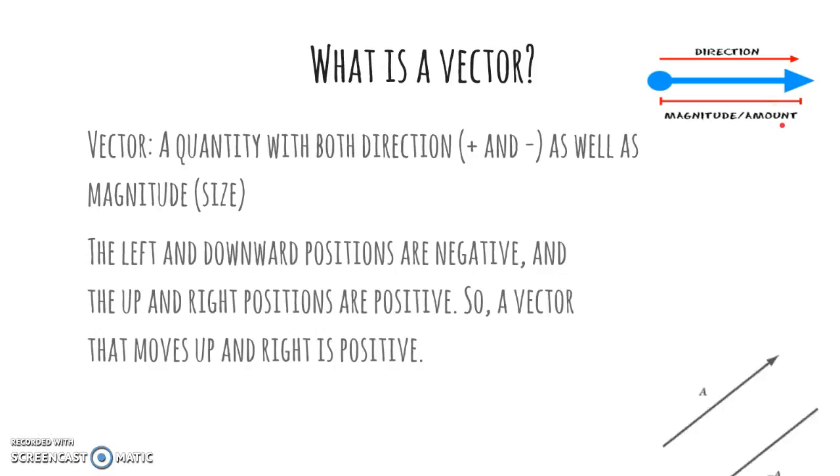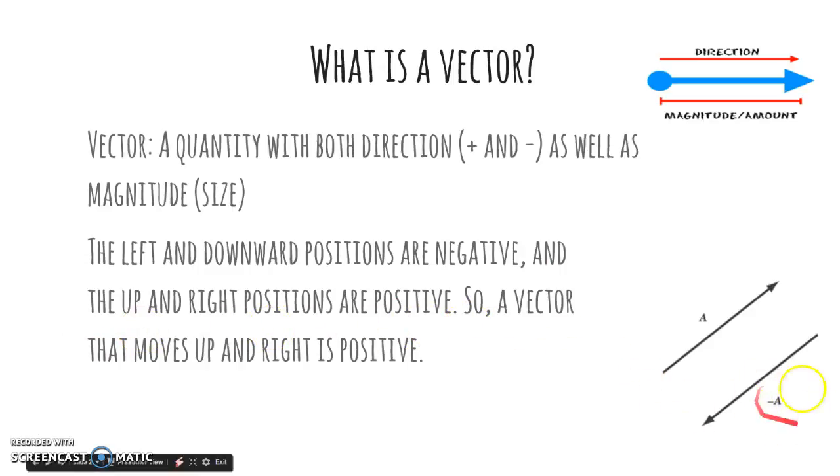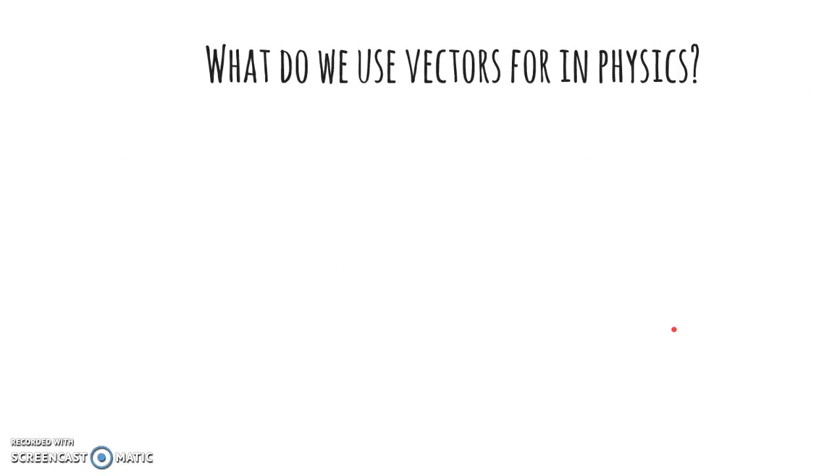So, as far as direction goes, the left and downward positions are negative, and the up and right positions are positive. So, as we can see with negative a, it's moving down and to the left, so that would be a negative vector, and up and to the right for vector a, positive a, so it is positive.